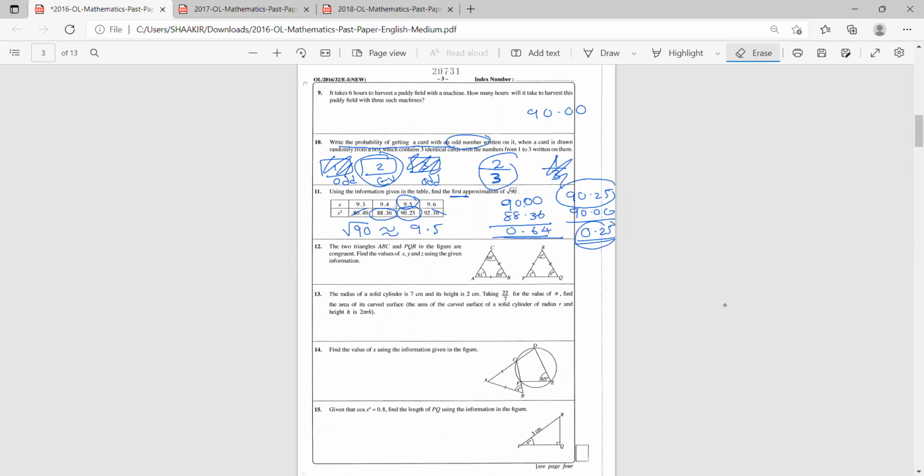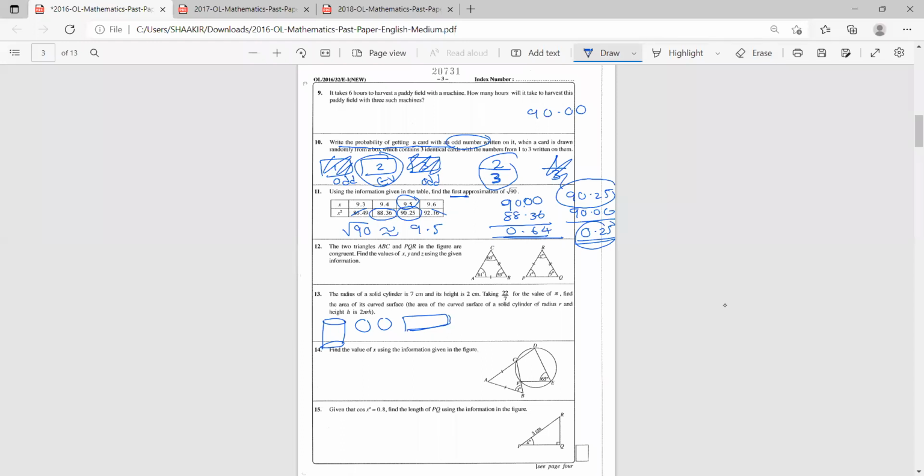The radius of a solid cylinder is 7 centimeter and its height is 2 centimeter. Cylinder means you all know, children, there are 3 sides in a cylinder. So can someone tell me what are those 3 sides of the cylinder? 2 circular faces and 1 curved, that means the rectangular face. Okay. So if I draw the diagram, this is how the cylinder will look like. If you open and see the cylinder, children, there are 3 faces, 2 circular faces and 1 rectangular face. These are the 3 faces of the cylinder.